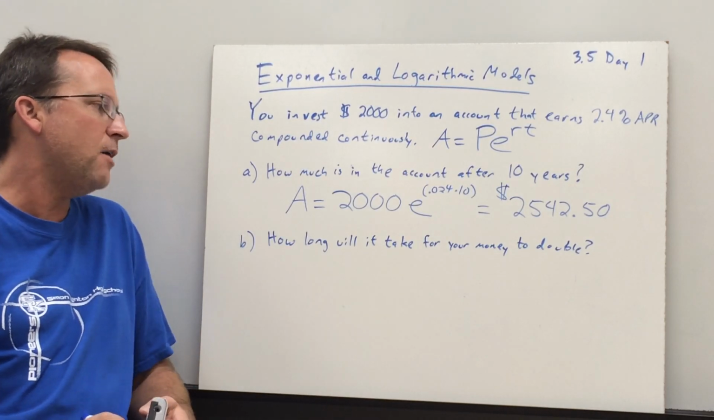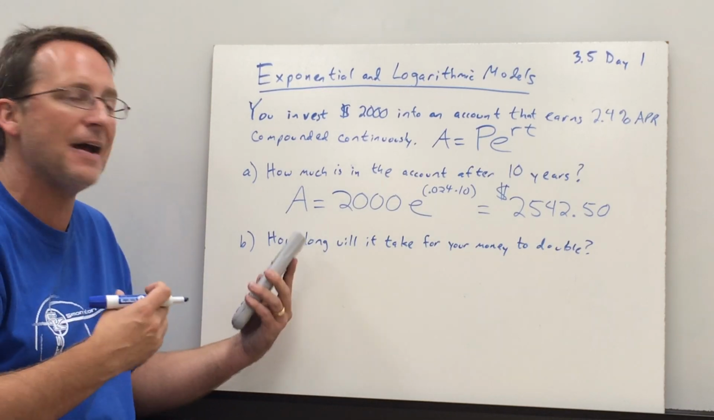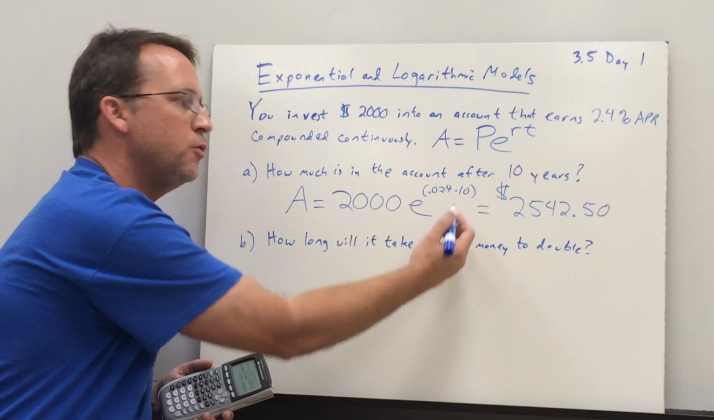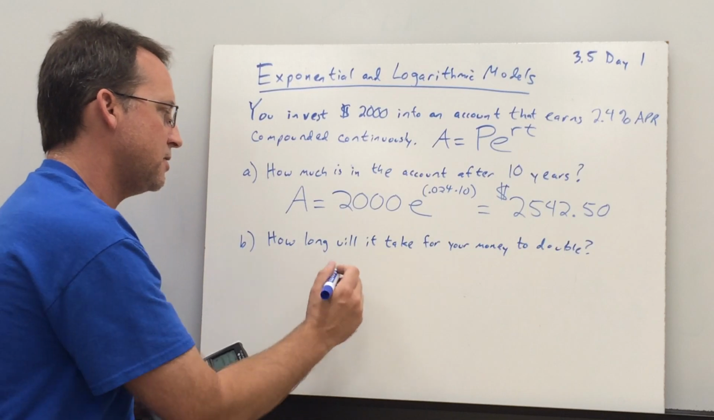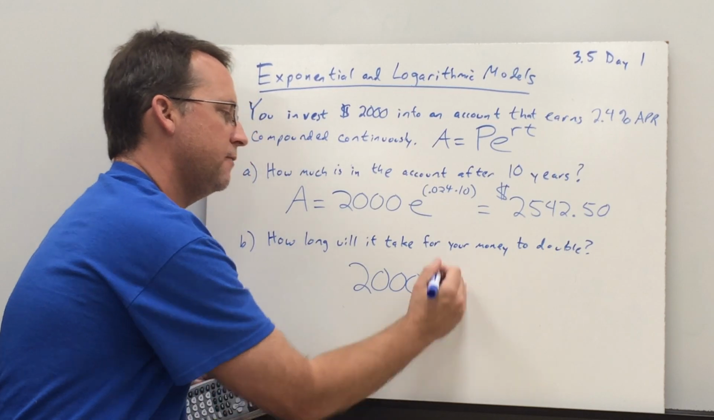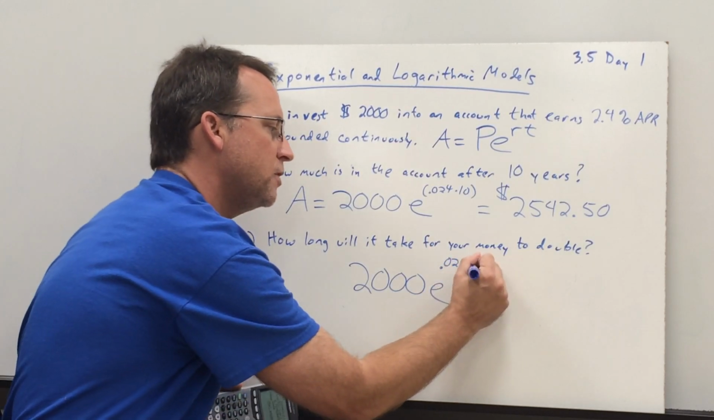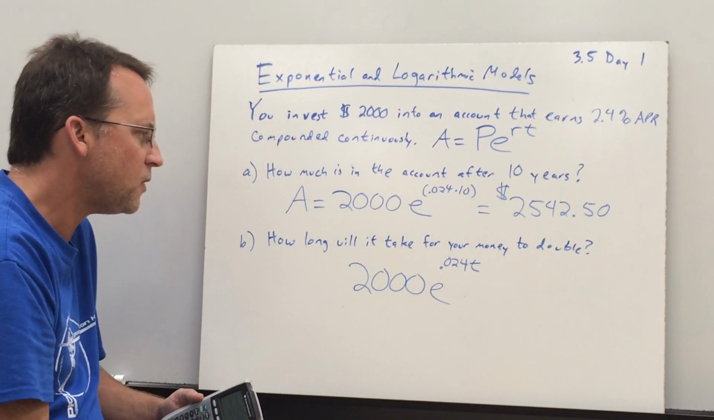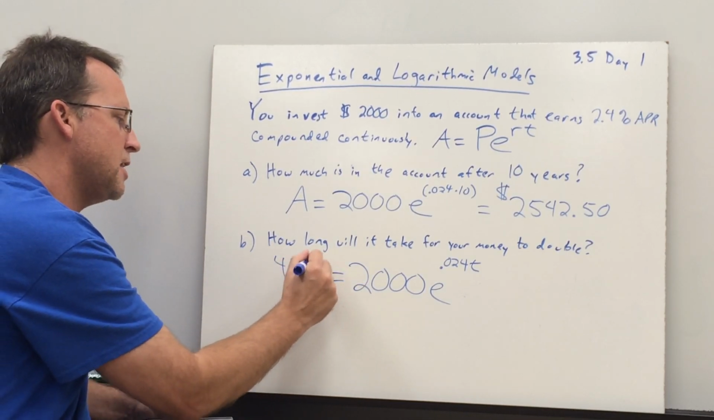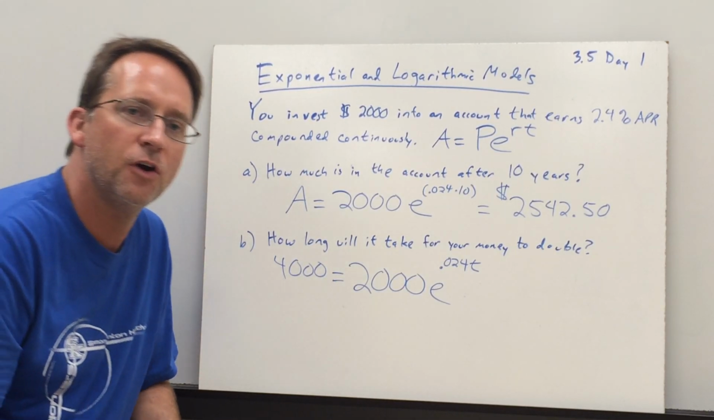Now I want to talk in part B, how long will it take for your money to double? If you start with $2,000, how long until you've got $4,000 in your account? Well, we can set up the same problem, but now we don't know the T. We don't know how many years this is going to take. So we know our starting amount, our principal is $2,000. We've got 0.024 for our interest rate. We don't know the time. We do know that we're going to end up with $4,000 after some period of time. Our money's doubling. So this is the equation we have to solve for T.